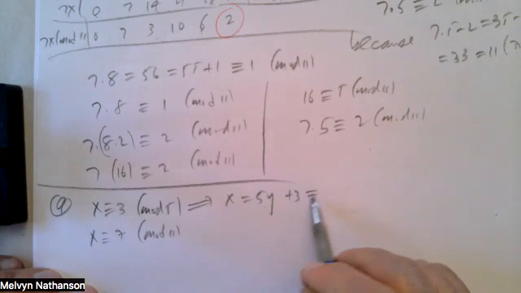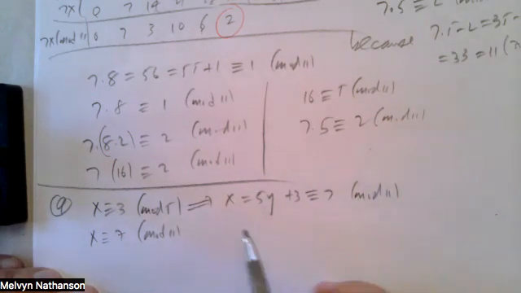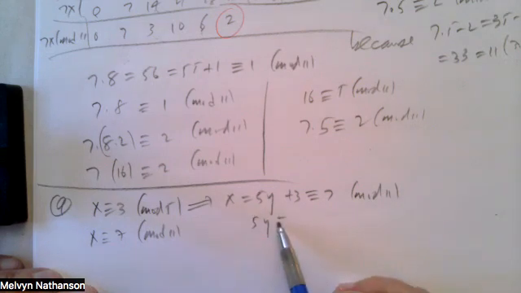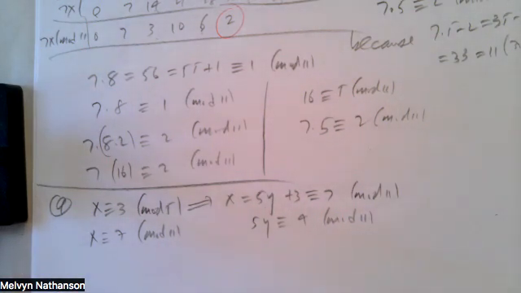But we want this number also to be congruent to 7 mod 11, which is the same as 5y congruent to 4 mod 11. So we have to find a solution of that congruence. And again, one way to do it is you could just do it because 11 is a small number. You could just try all the possibilities for y: 0, 1, 2, 3, 4, and so on.